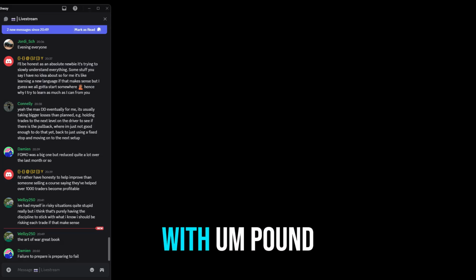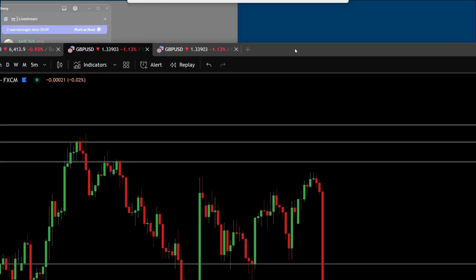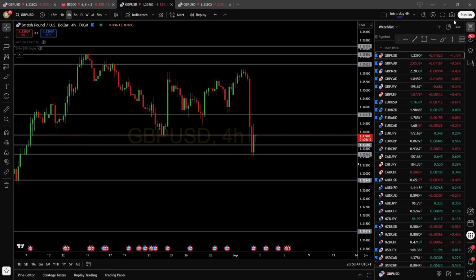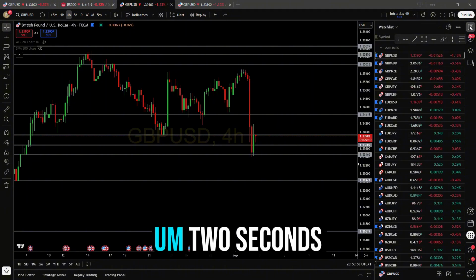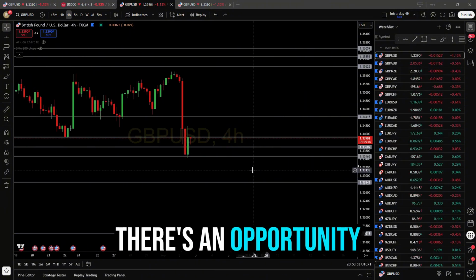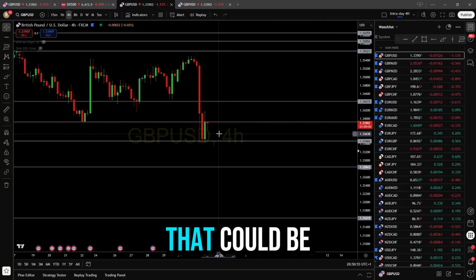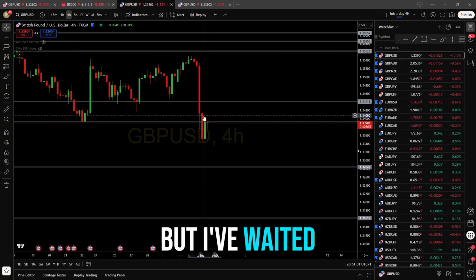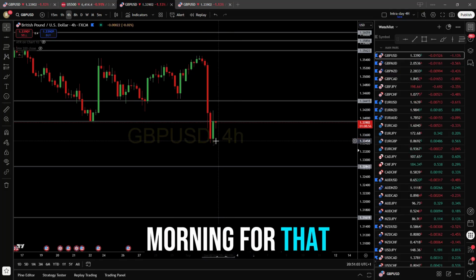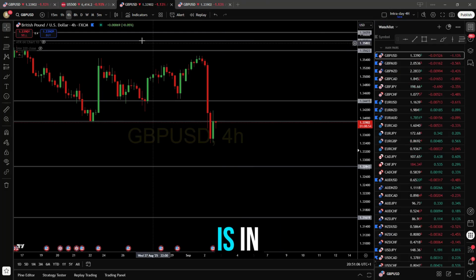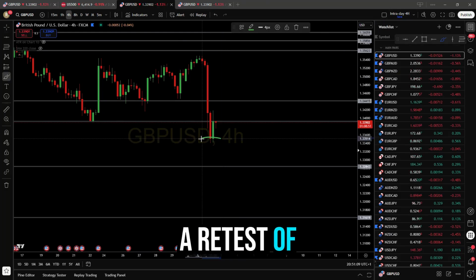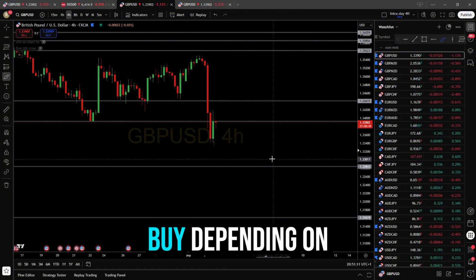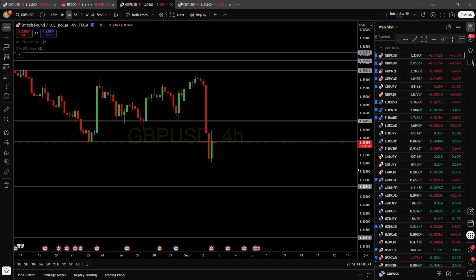Now, obviously, with pound US dollar, there's an opportunity for me that could be developing now, but I've waited since 10 o'clock this morning for that potential setup. Now the analysis is in. If I get a retest of this 4-hour close, I might take the buy, depending on the reasons for us getting there.